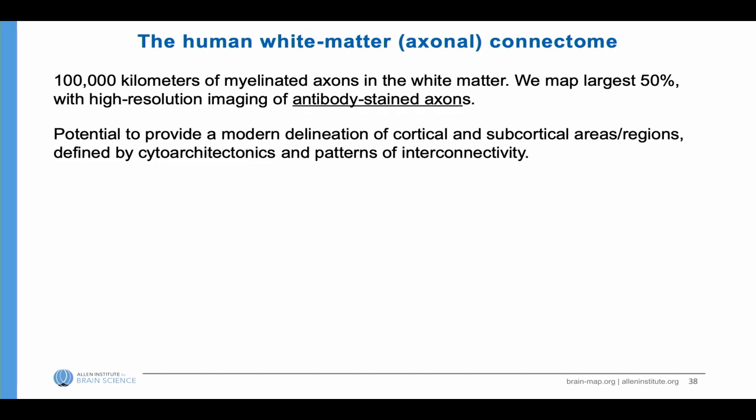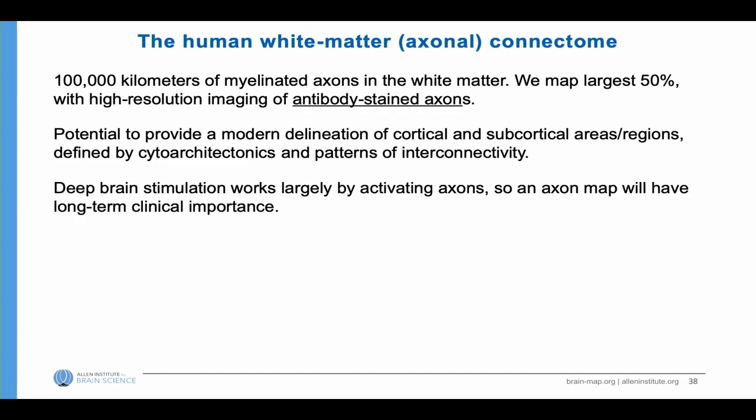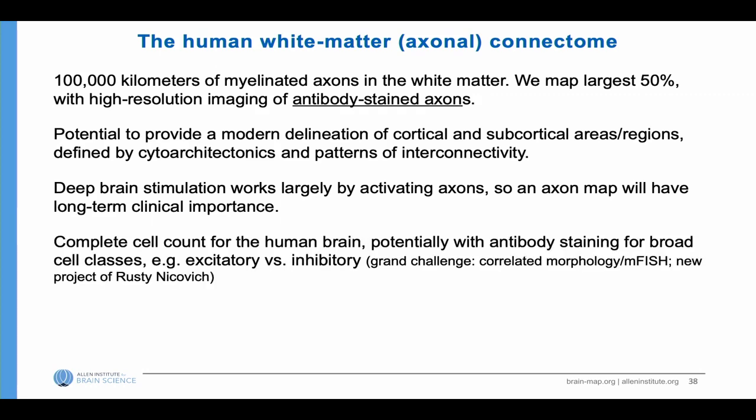analysis of cortical areas. It has quite important clinical implications for a number of reasons, but one of the major is that deep brain stimulation almost certainly works by stimulating axons, and we just don't know where they all go. Secondary, but really primary, it will give a complete cell count for the human brain. Potentially, but now I think beyond potentially, along with antibody staining for broad cell classes such as excitatory, inhibitory.